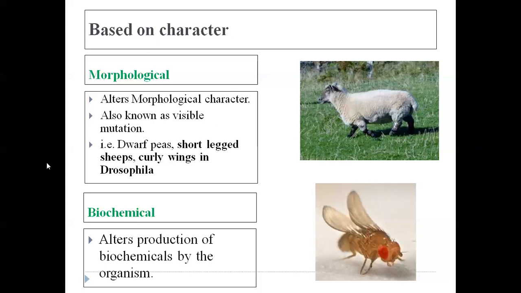Next is the biochemical mutation. Biochemical mutation generally cannot be identified easily by visual observation or by the naked eye, because it alters the production of biochemicals. In particular plants or animals, the biochemicals, like some biomolecules or secondary metabolites, primary metabolites, their production will be hampered basically. That can be measured once you extract them from that particular animal, plant or microbe.